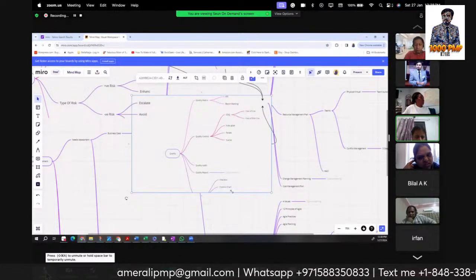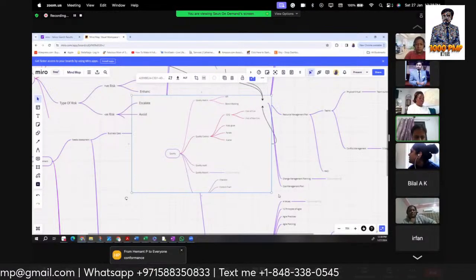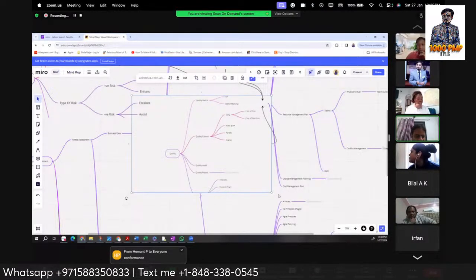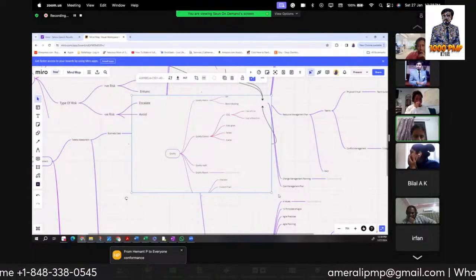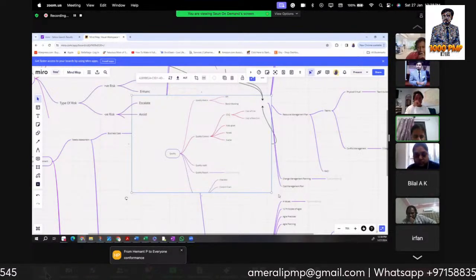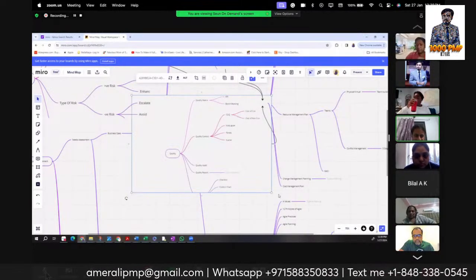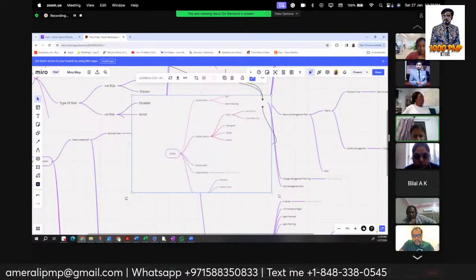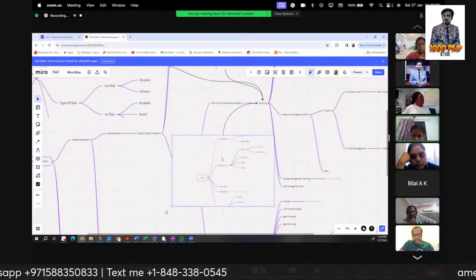There are a few tools we are using in quality management: checklist, control chart, and RCA. RCA has two methods, 5 Whys and fishbone, and sampling, which comes under statistical analysis.